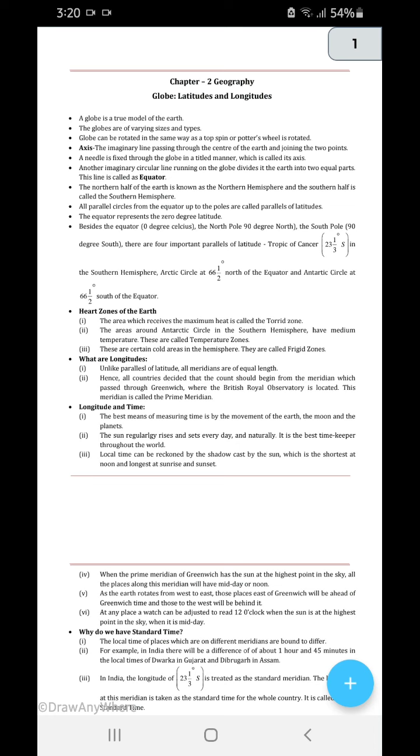Longitude and time. The best means of measuring time is by the movement of the Earth, the Moon, and the planets. The Sun regularly rises and sets every day. Naturally, it is the best timekeeper throughout the world. Local time can be reckoned by the shadow cast by the Sun, which is the shortest at noon and longest at sunrise and sunset.